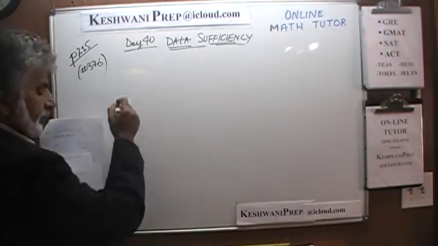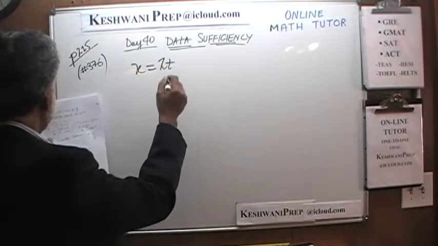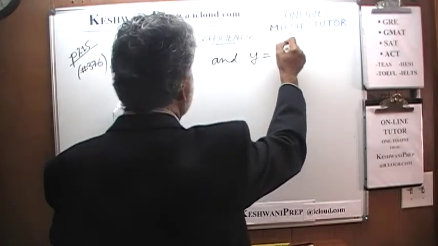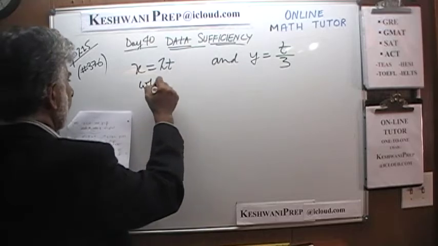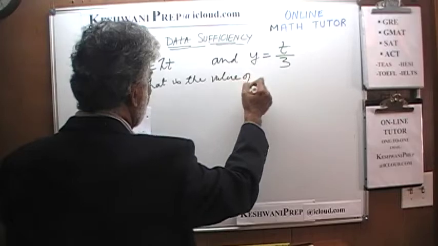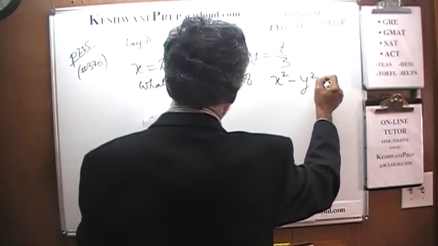Number 376 says x equals 2t. And we are further told that y equals t over 3. The question simply is, what is the value of x squared minus y squared?